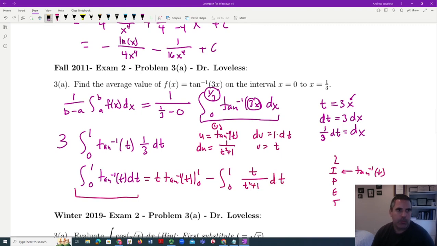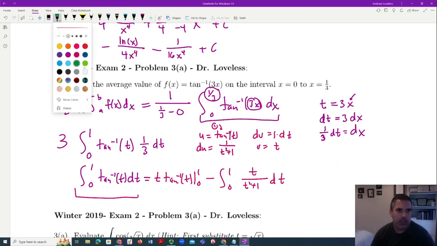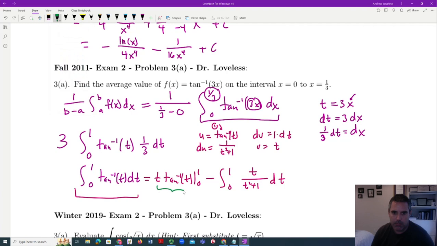So now we have a couple smaller jobs to do here. One is just calculate, and you can wait to do that or do that now. This calculation is not so bad. If you plug in a 0, you get 0. If you plug in a 1, you get arctangent of 1. Arctangent of 1 is one of those values we want to know. I'm not going to do a review on that right now. So it's just going to be pi over 4.